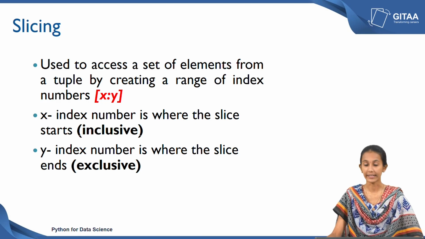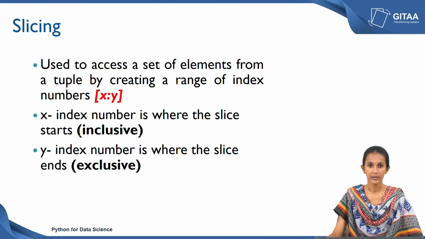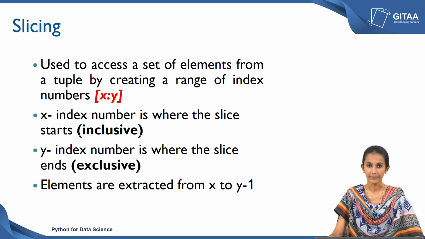y is the index number where the slice should end. If you give the value of 2, that index number will be excluded from the tuple. So y is the index number where the slice should end. If you give the index number of 2, the tuple will give an output of the range till index number 1. So the elements are extracted from x to y minus 1. The x index number will be included, for y it is exclusive, so it will be y minus 1.